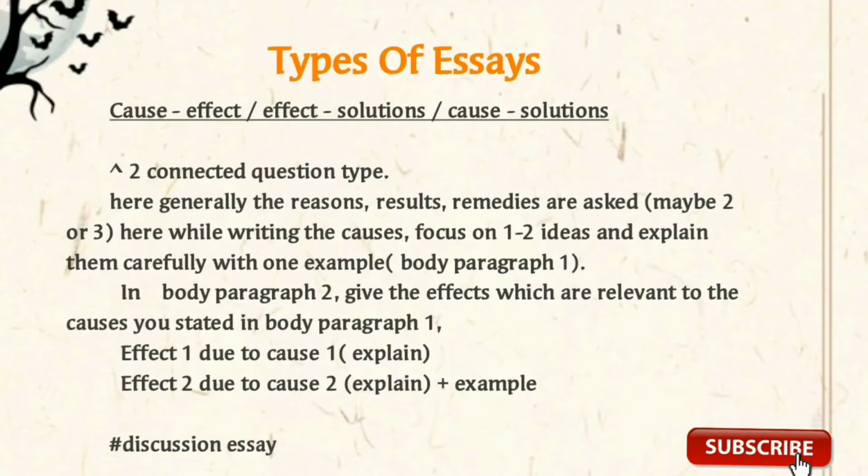Now, while writing the causes, focus on one or two ideas and explain them carefully with examples in BP1, that is body para 1. In body para 2, give the effects which are relevant to the causes you stated in BP1. For example, for the causes in BP1, state effect 1 due to cause 1 and explain, and effect 2 due to cause 2, explain with example. This is one type of two-question essay.